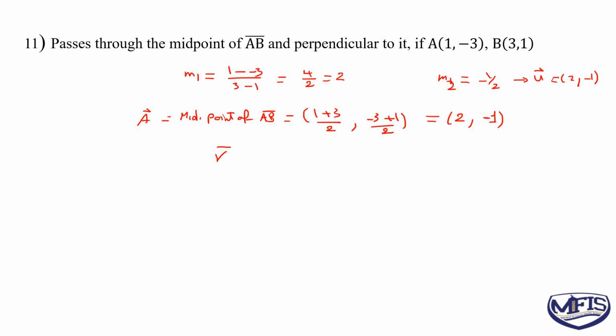So r will be A plus k multiplied by u. So r will be A, which is represented by (2, -1), plus k multiplied by the u vector, which is also (2, -1).